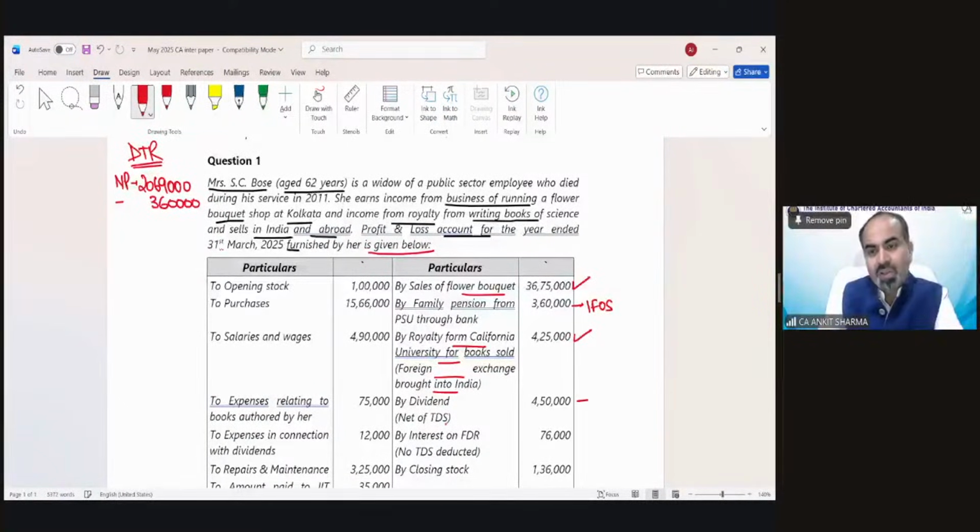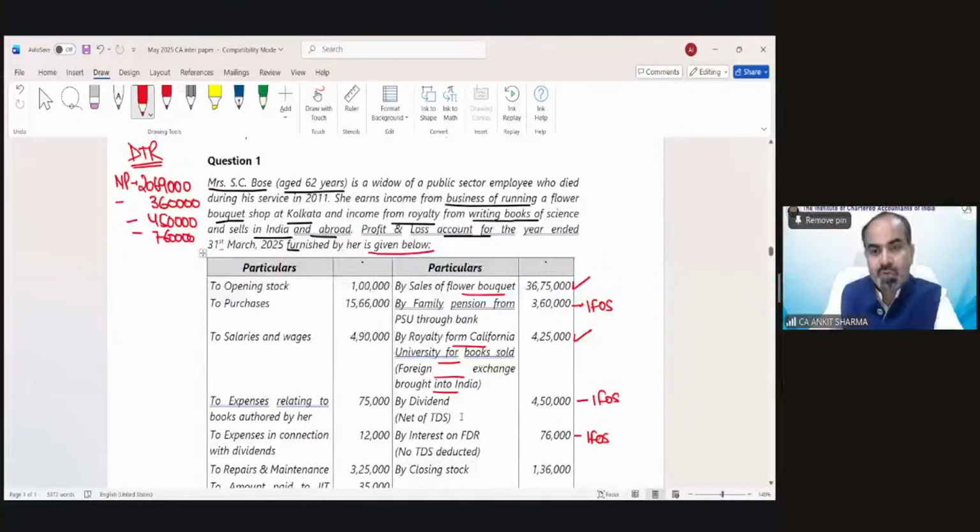Dividend is income from other sources. We have to remove 4,50,000. Interest is income from other sources. So write down this kind of information in the examination also. When you need to calculate income from other sources, you should know what kind of income you need to consider, so you will not miss any income by mistake. That would also be there, 76,000.